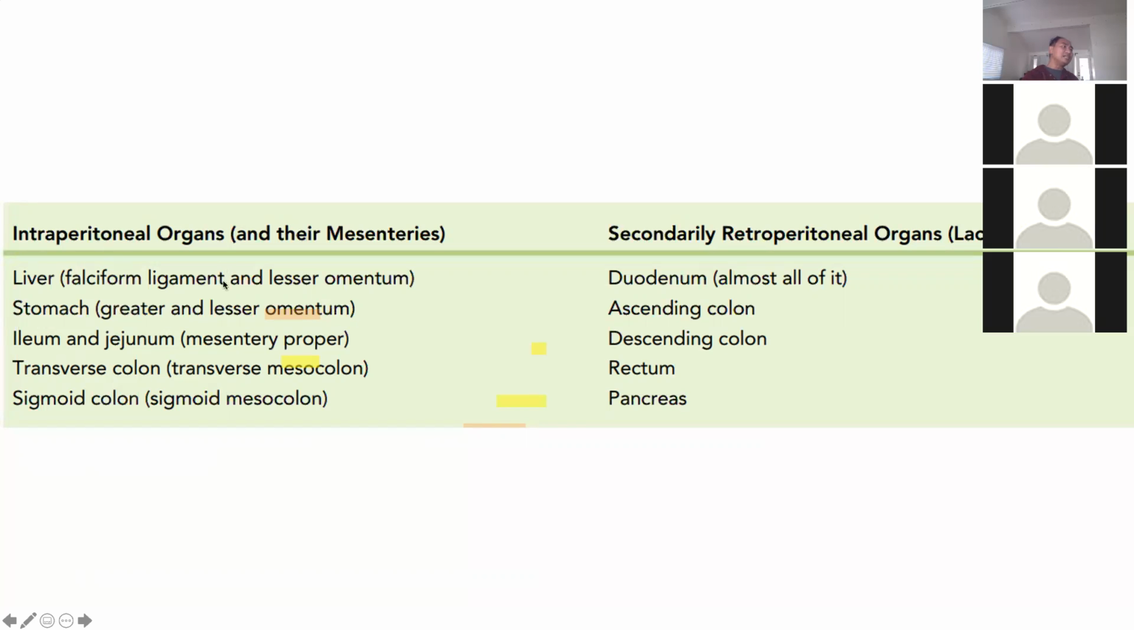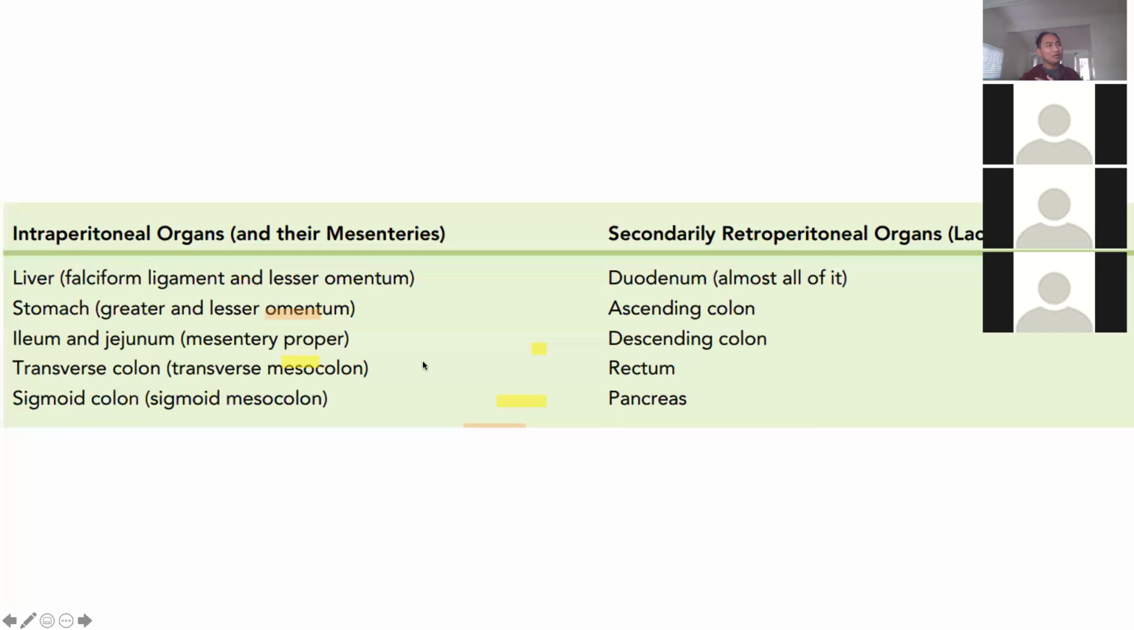And these are the intraperitoneal organs: liver, stomach, ileum, transverse colon, and sigmoid colon. Hey, when we say ileum, look at the spelling, I-L-E-U-M. Ileum, I-L-E-U-M, is for the intestine. I-L-I-U-M, ilium, is the bone, yeah? So don't confuse the spelling.